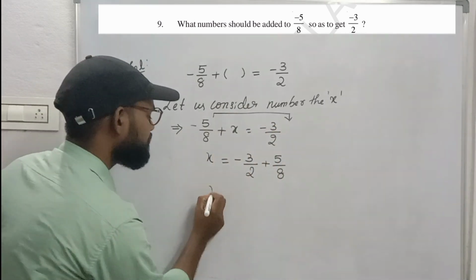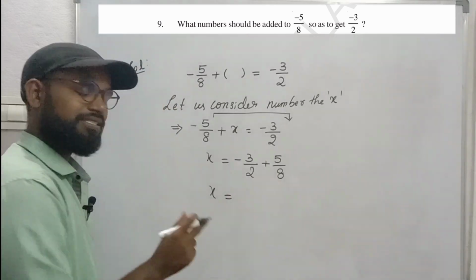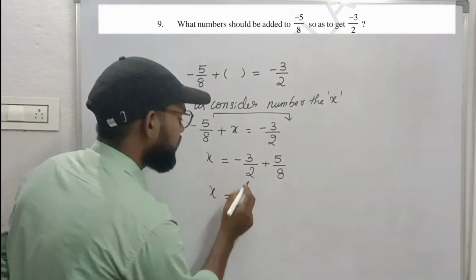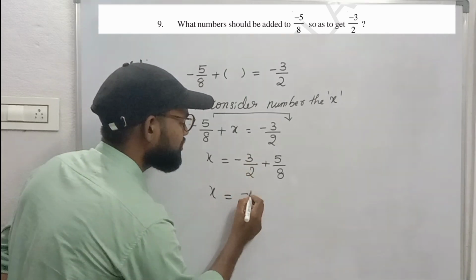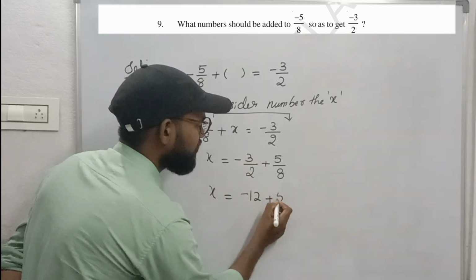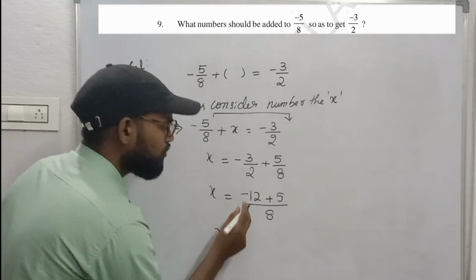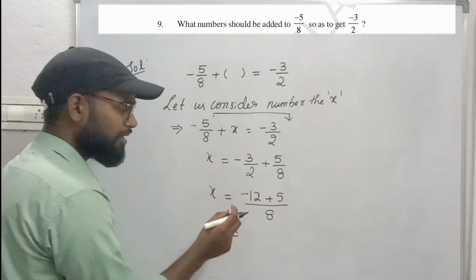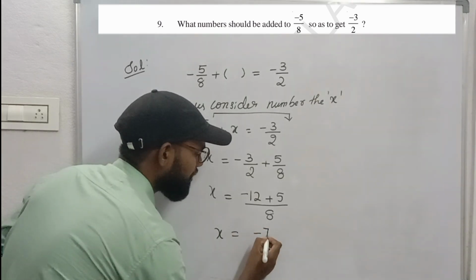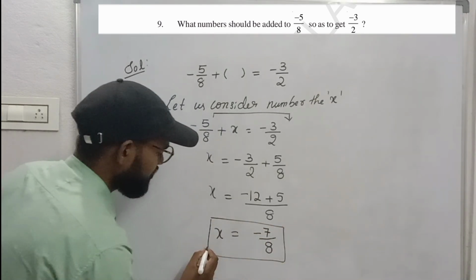So next step, x equals, now what is the LCM of 2 comma 8? It is 8. So now here, 3 by 2, 2 4s are 8, so minus 12 plus 5 by 8. So x equals minus 12 plus 5 by 8. What is the answer? Minus 12 plus 5 is nothing but minus 7 by 8 the value. Minus 7 by 8 is the value.